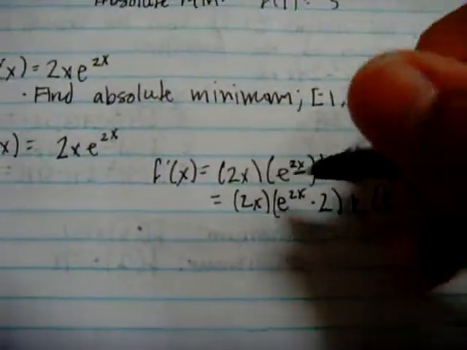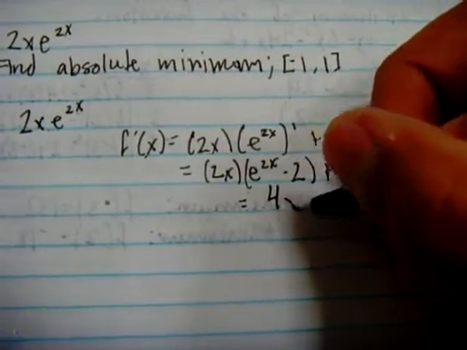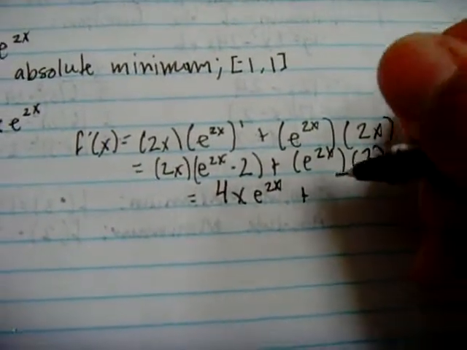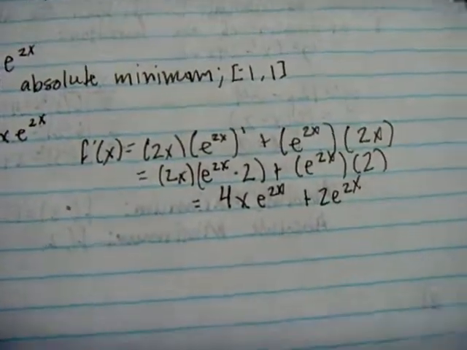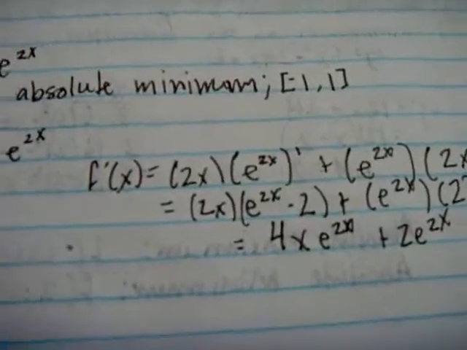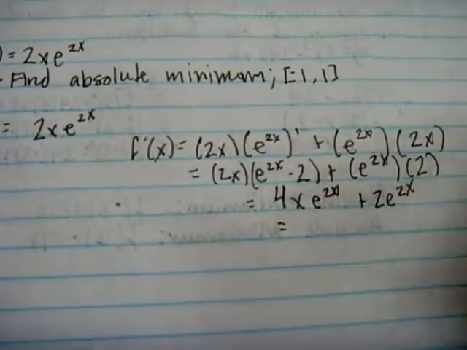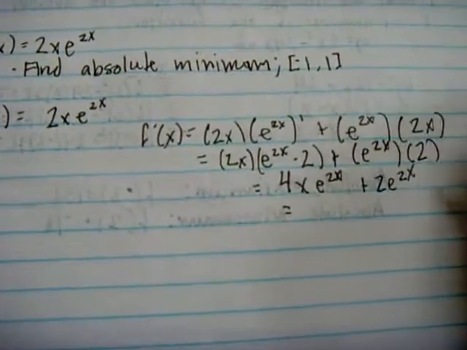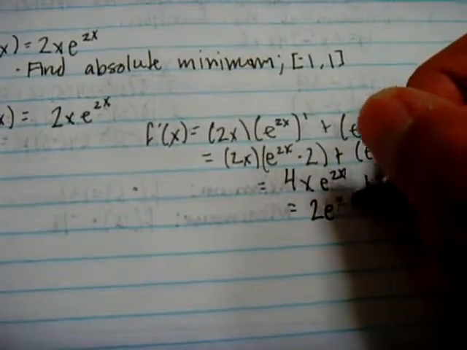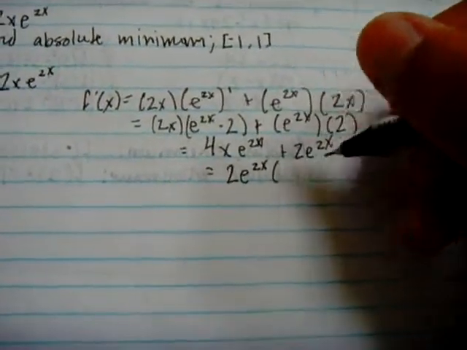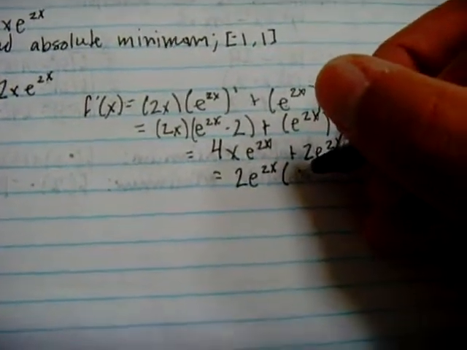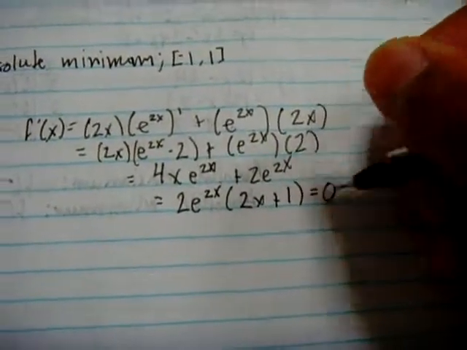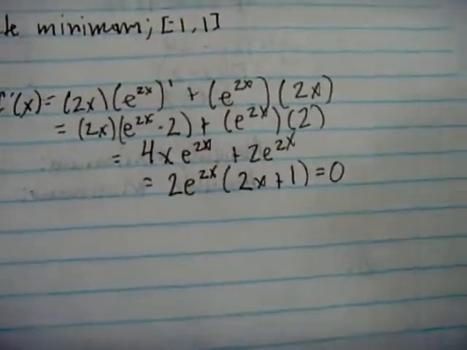Now just simplify. So 4x e to the 2x plus 2e to the 2x. Now factor out whatever you can. In this case, just the 2 e to the 2x, which gives you 2e to the 2x times (2x plus 1). Set it equal to 0 and use the zero product property.